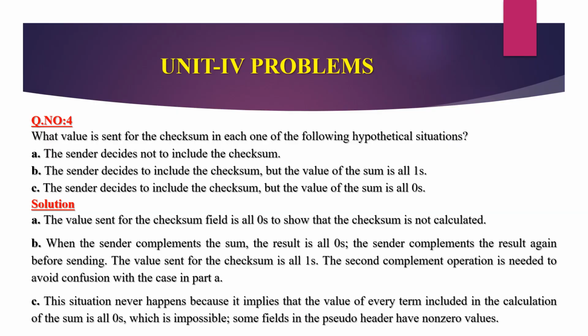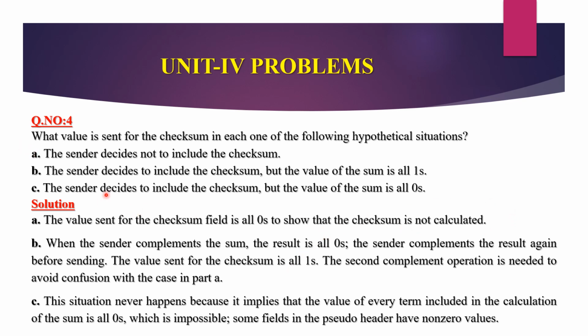The next problem is: what value is sent for checksum in each one of the following hypothetical situations. First one, the sender decides not to include the checksum. So what to do now? The value sent for the checksum field is all zeros to show that checksum is not calculated, right?